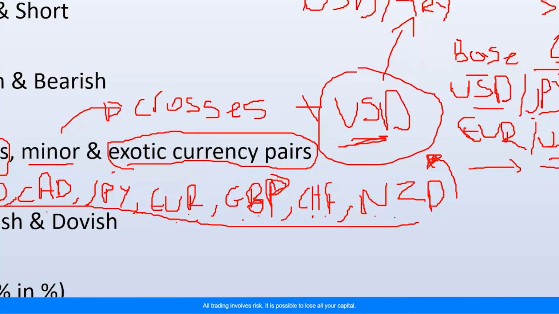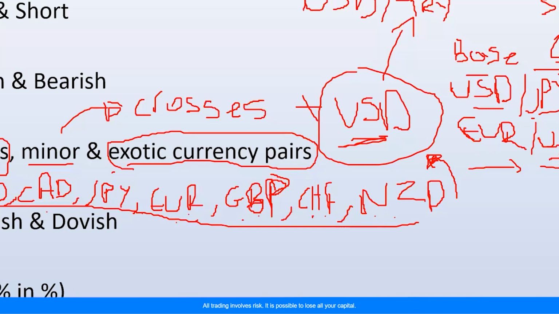So exotic pairs are currency pairs between two currencies. One is going to be the United States dollar, and the other is going to be one of a minor or emerging kind of market. For example, South Africa, Saudi Arabia, Indonesia, Argentina. I don't know, the Chinese yuan for some reason is called an exotic currency pair, not in my books, but still. But yeah, this is in a sense the basic categorization of majors, minors, and exotic currency pairs.